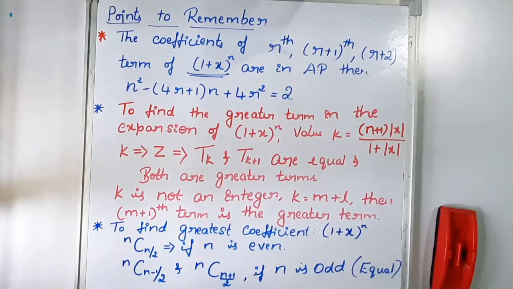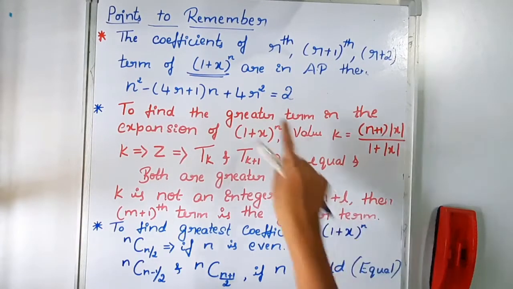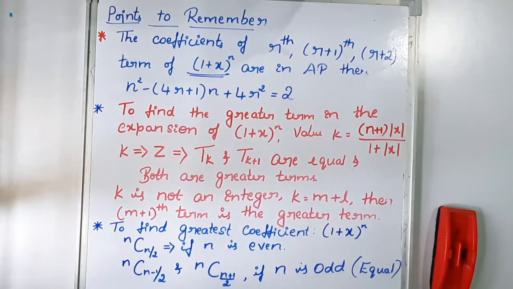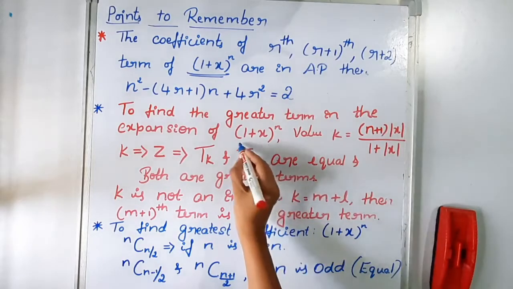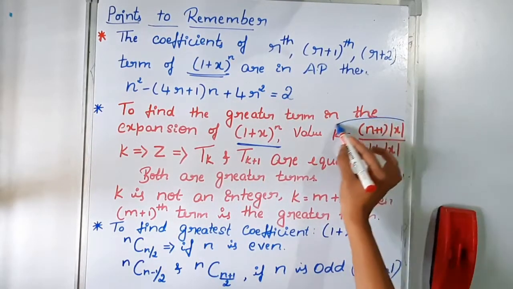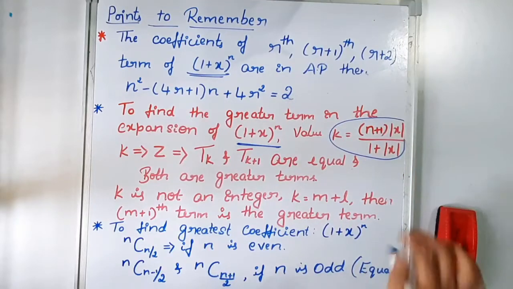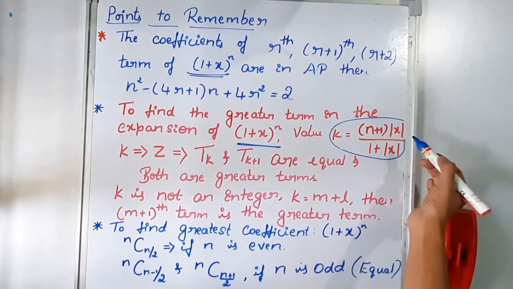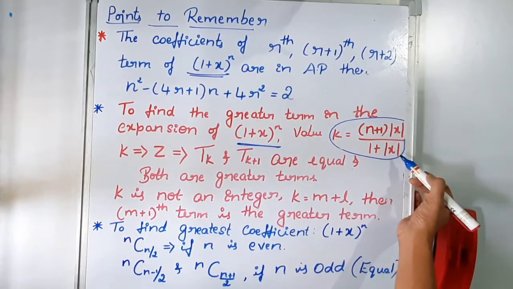For example, 3 terms are in AP: 5th, 6th, 7th, or 8th, 9th, 10th. If 3 terms are in AP, then we can use this formula. Okay. Second one is to find the greater term in the expansion of (1 plus x)^n. First, we need to find the value of k. The formula is given by k is equal to (n plus 1) x divided by 1 plus mod x.